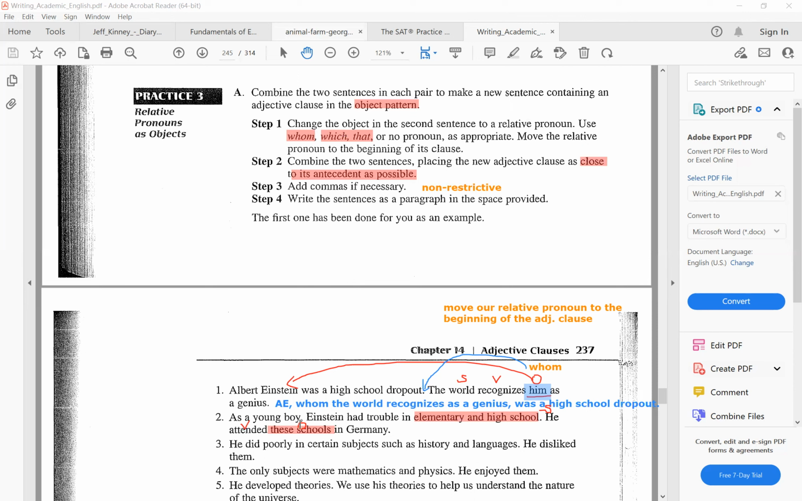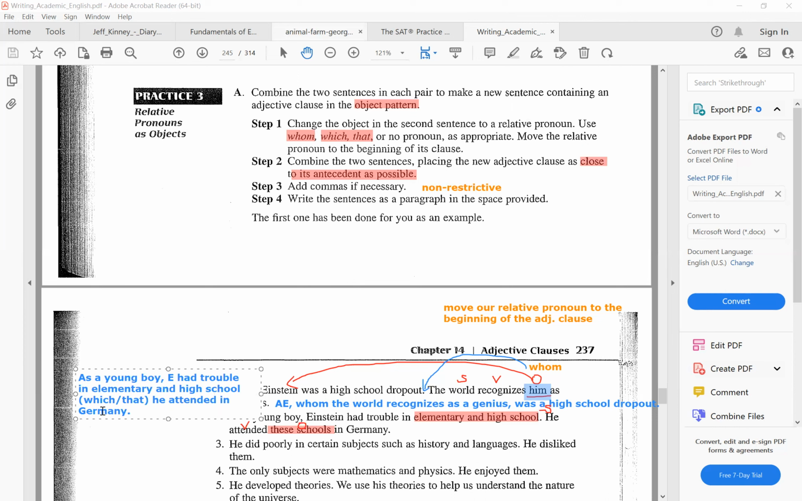So now I am simply going to type it out. I'm running out of space, so I'm going to type it out at the right-hand side. As a young boy, Einstein had trouble in elementary and high school. And then which or that he attended in Germany.